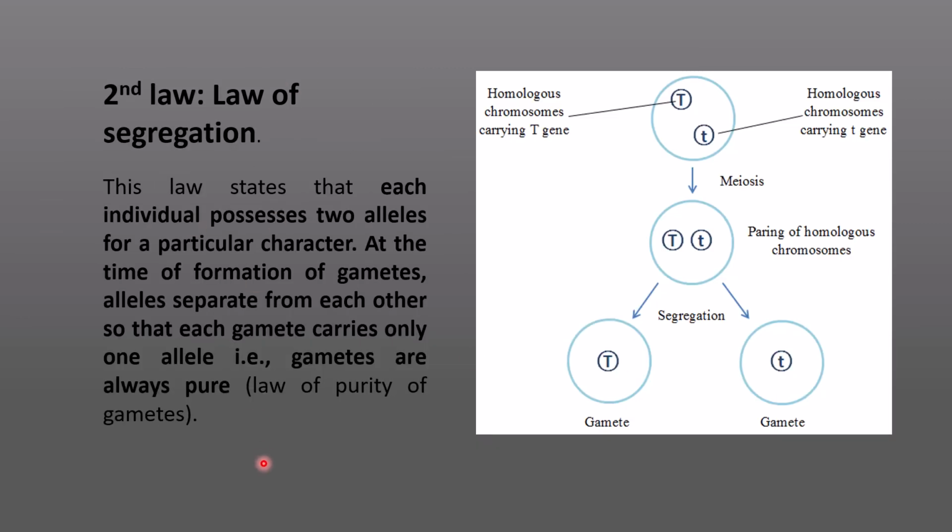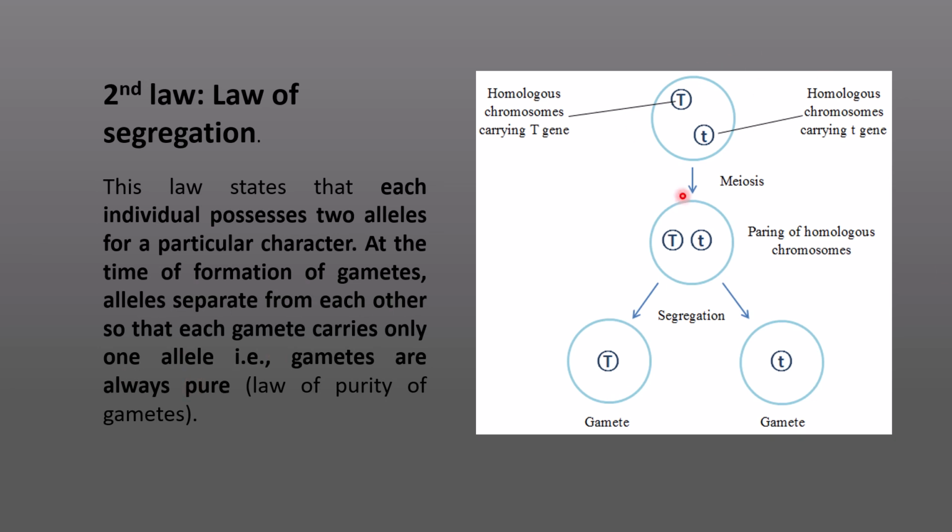And the second law that Mendel proposed, or postulated, was the law of segregation. So this law states that each individual possesses 2 alleles for a particular character. So what happens here is, there are 2 alleles, and then at the time of formation of gametes, the alleles separate from each other, so that each gamete carries only one allele.